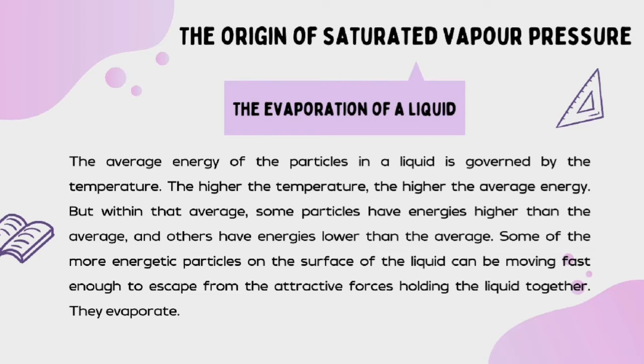The origin of saturated vapor pressure, and for the first one we're going to start with the evaporation of a liquid. The average energy of the particles in a liquid is governed by the temperature. The higher the temperature, the higher the average energy. But within that average, some particles have energies higher than the average, and others have energies lower than the average. Some of the more energetic particles on the surface of the liquid can be moving fast enough to escape from the attractive forces holding the liquid together. They evaporate.